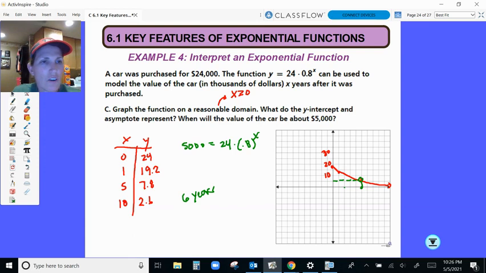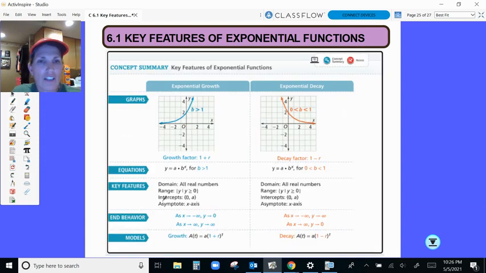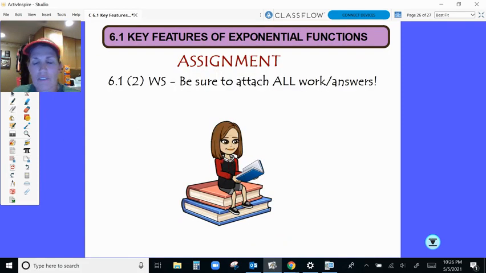All right, so you have this summary of everything with the difference between your decay factors and your rates. So make sure you understand the difference between those, and the different equations.